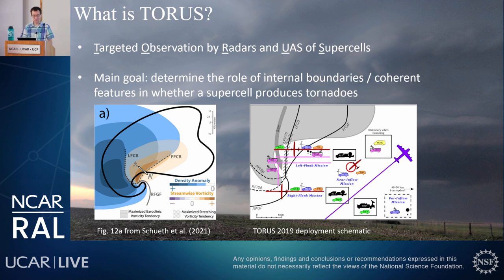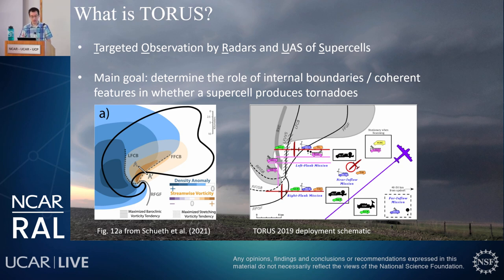So over here on the bottom left, we've got a figure from Alex Schenkman's work on the streamwise vorticity current. And it's a good example of a lot of these different boundaries and where they set up in supercells. So you've got the forward flank convergence boundary and the edge of the cold pool. And that can be a source of both low-level vertical vorticity or possibly horizontal streamwise vorticity that's baroclinically generated. The big feature that a lot of recent work has focused on is the left flank convergence boundary and above it the streamwise vorticity current, so this orangish region here.